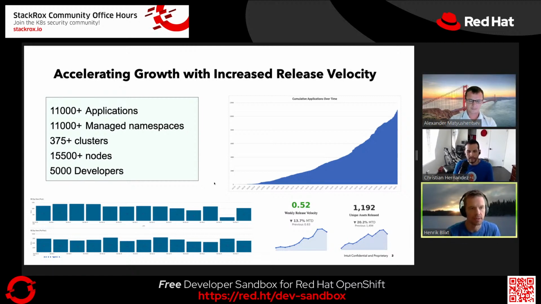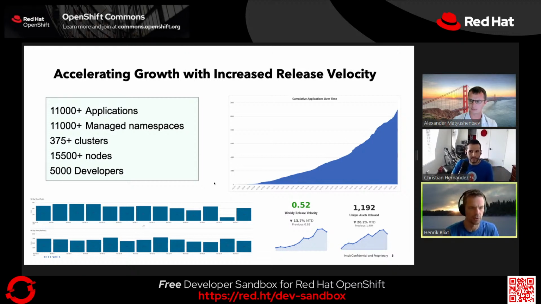I could just share some numbers on what scale we're roughly running at. Since every application gets its own namespace, we're looking at about 11,000 applications and about as many namespaces here at Intuit. I think we're getting closer to 400 clusters in total. Some of the production ones, like Alex said, are getting up to hundreds of nodes, and we have a total of somewhere between 15 and 16,000 nodes. But there are a lot of smaller ones as well. In total, we have somewhere between 375 and 400 clusters serving our 5,000 developers.